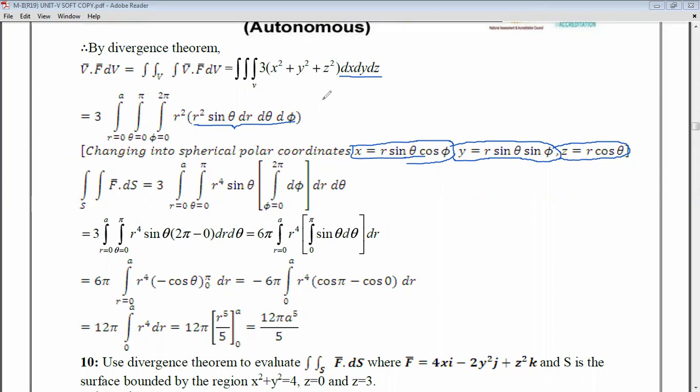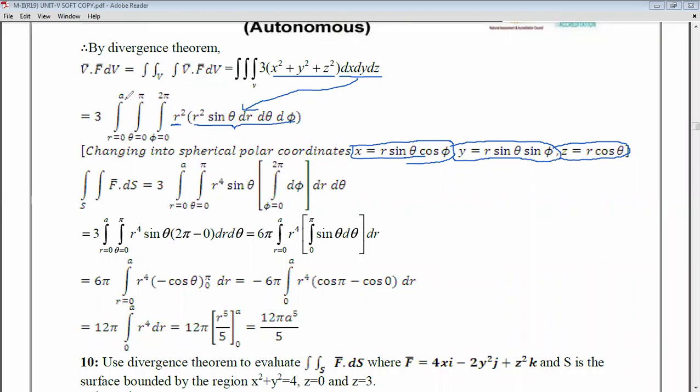So that's why here we are using spherical polar coordinates: x is equal to this, y is equal to this, z is equal to this, and dx dy dz is nothing but r square sine theta dr d theta d phi. Here x square plus y square plus z square is equal to r square, that's why we wrote r square. And 3 as this. And the limits we also know: phi is 0 to 2 pi, theta is from 0 to pi, and r is 0 to a.